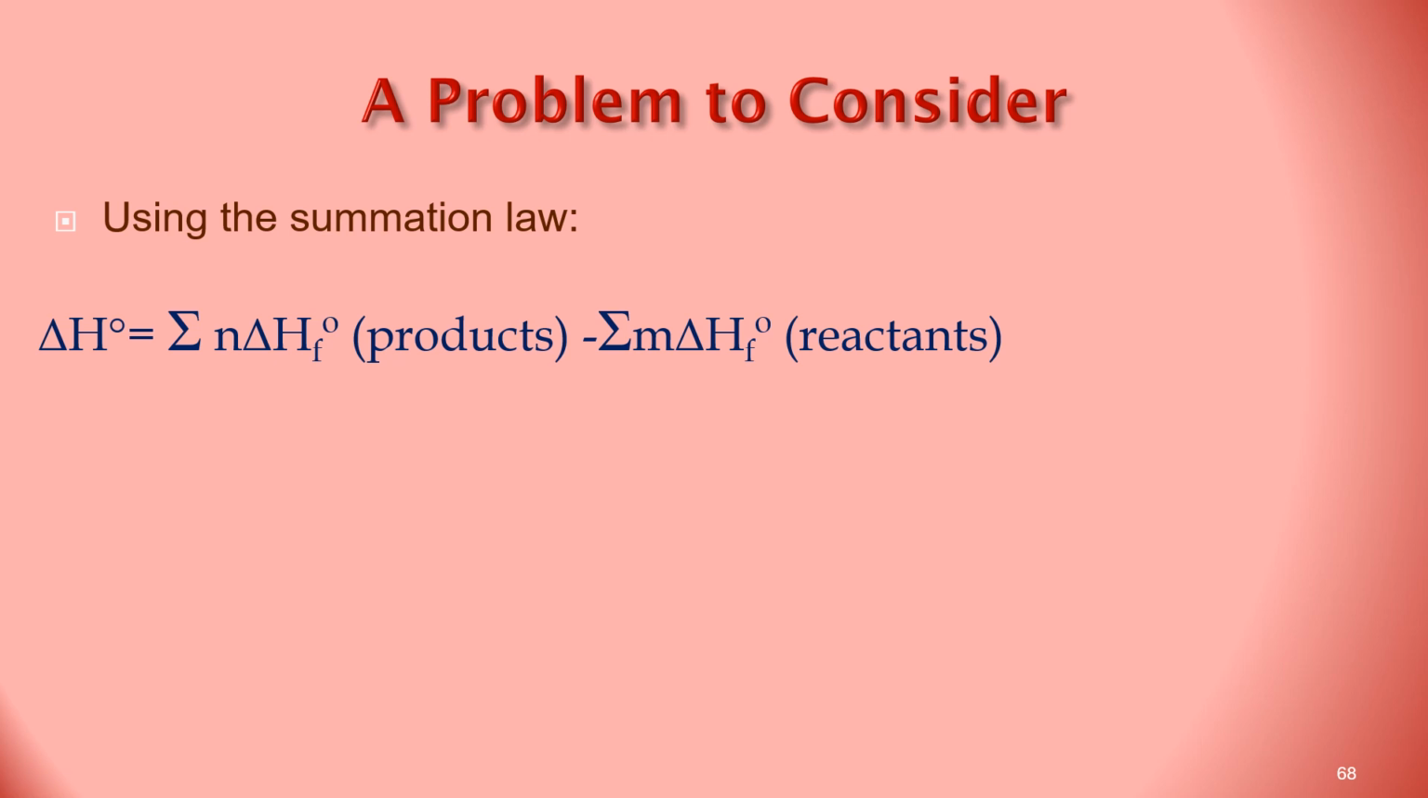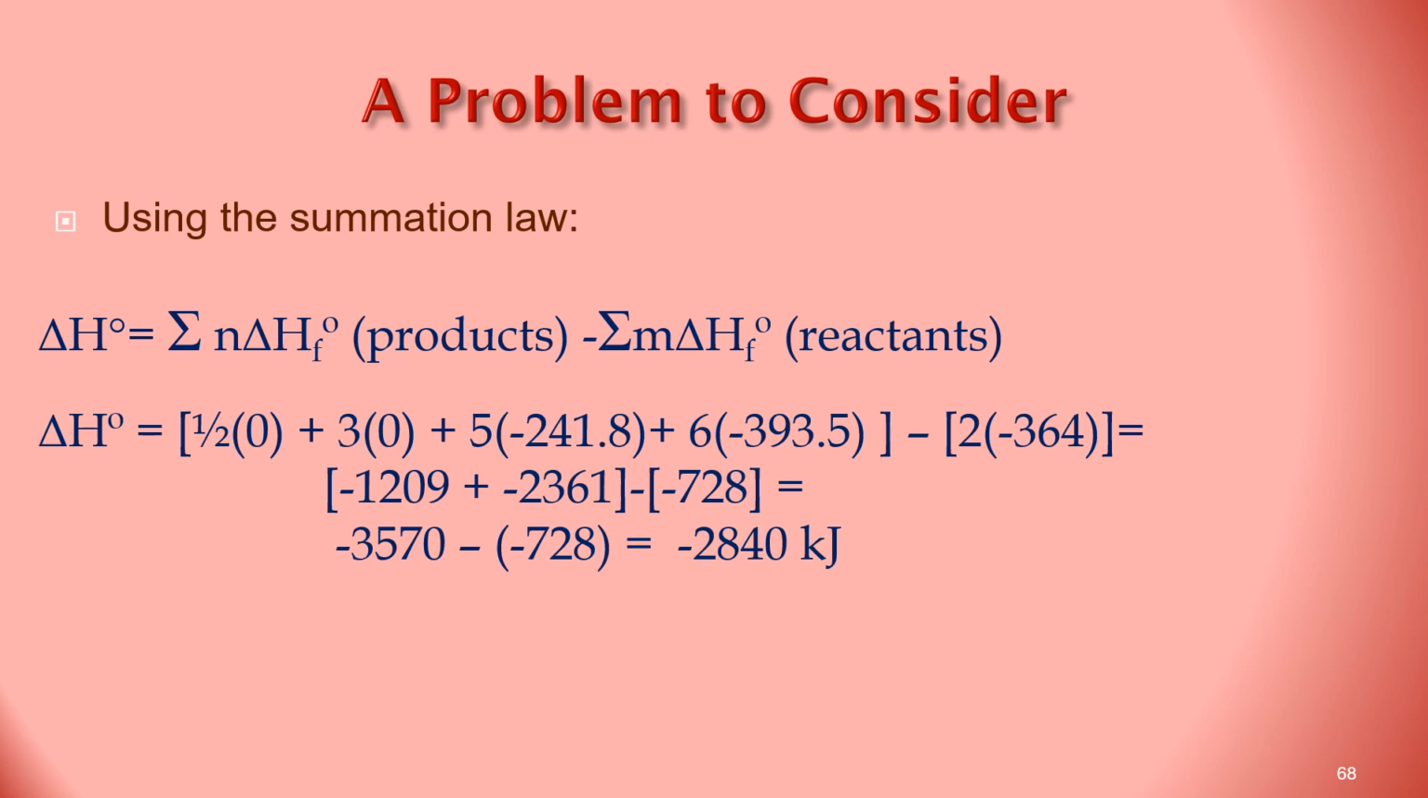So we sum up all the products, multiply by their coefficients, sum up all the reactants multiplied by their coefficients. So the products, like I just did, so 1/2 times 0 plus 3 times 0 plus 5 times negative 241.8 plus 6 times negative 393.5, negative 1209 plus negative 2361 is negative 3570. My reactants, 2 times negative 364 or negative 728. So negative 3570 minus a negative 728 gives me negative 2840 kilojoules.